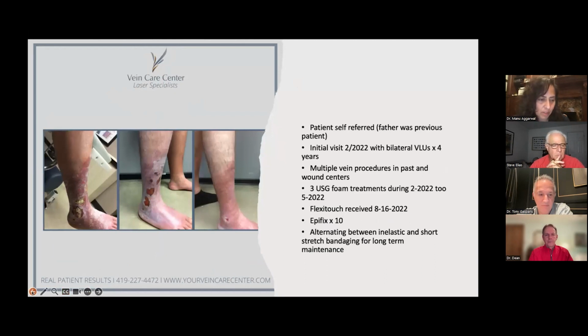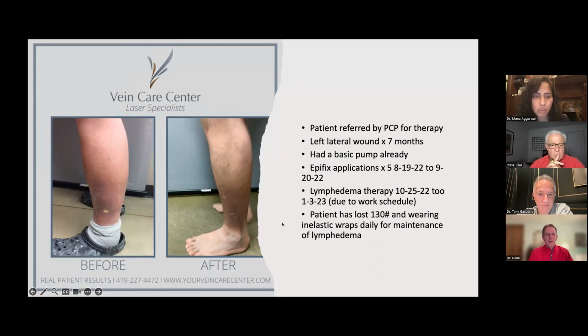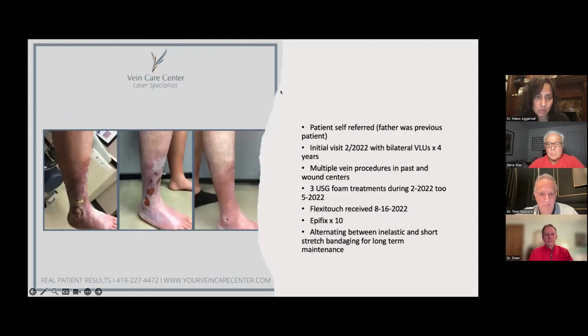So this particular patient, I'll go really quick with these because we're almost up with time. He was a type 2 diabetic. He came in with this lateral wound on his leg that had been there for over 7 months. He had a basic pump at home, but wasn't using it as often as he should have. We started seeing him, using short stretch bandaging, and also setting up lymphedema therapy. He lost 130 pounds, wearing his inelastic wraps daily for maintenance of his lymphedema and using his pump daily. It's a pretty usual success story for patients with these wounds and lymphedema.